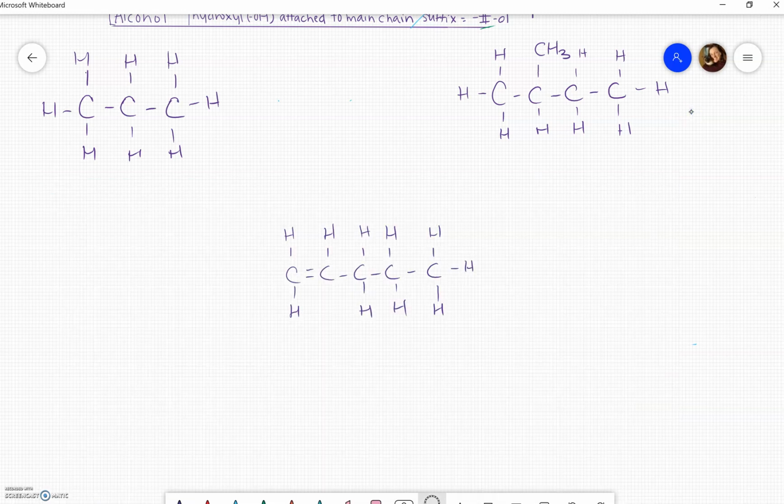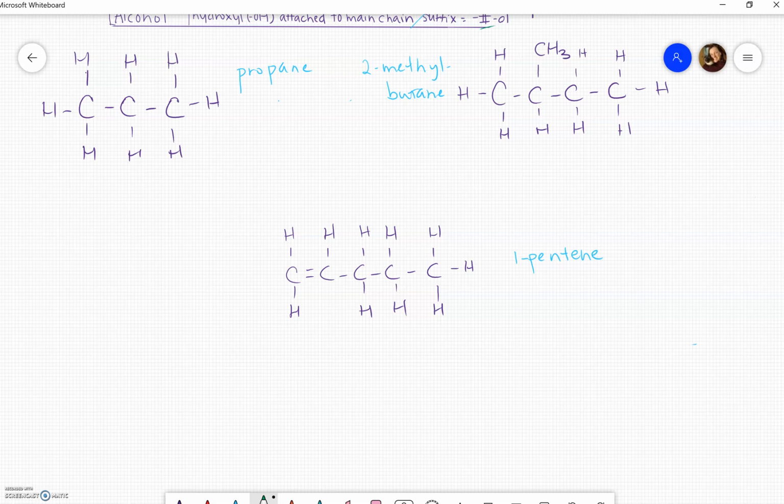Okay, we're going to continue the last problem, and this time we're looking at those same three molecules that we named. So we had propane, we had 2-methyl-butane, and we had 1-pentene. Okay, we're going to do the condensed structural formula for each of these, and then we're going to do the line angle diagram as well.